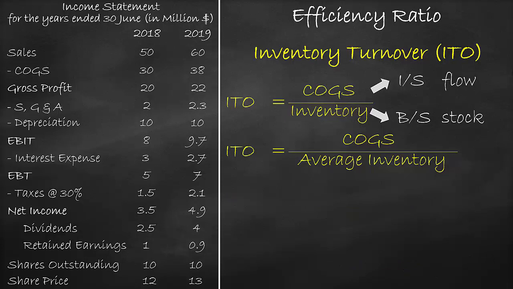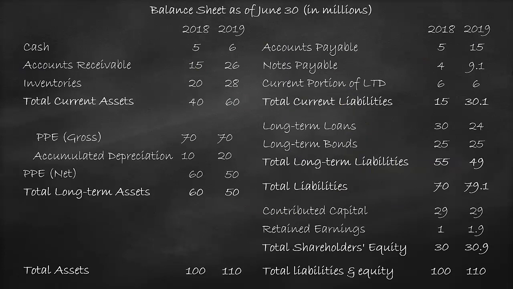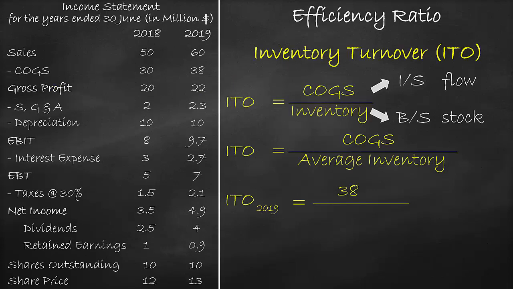Next, let's calculate the inventory turnover for the year 2019. Cost of goods sold in 2019 is equal to $38 million. Divided by, well, let's look at the balance sheet for the average inventory in the years 2019 and 2018. We have inventory of $28 million in 2019 and an inventory of $20 million in 2018. So, in our formula, we will divide by the average inventory of (28 million plus 20 million) divided by 2, which is equal to 1.58 times.